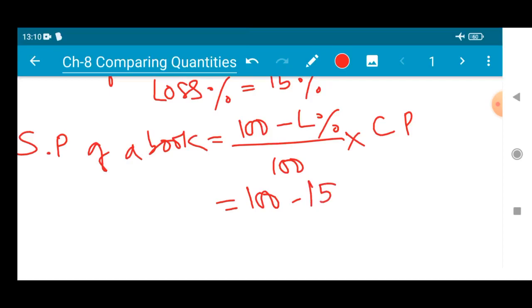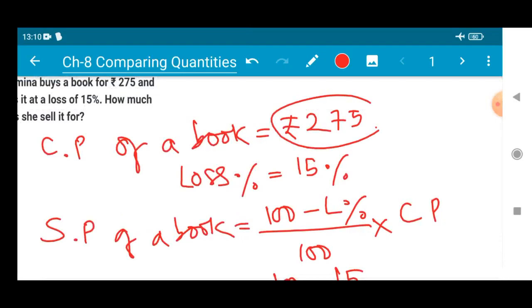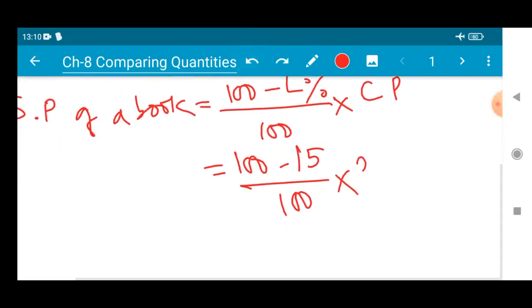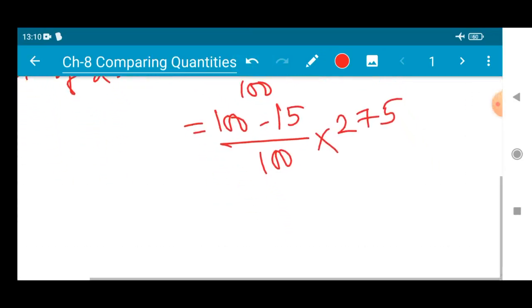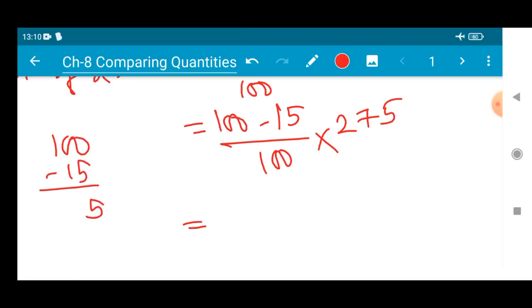Okay. Now 100 minus what is the loss percent given? 15. Put the value there. Divided by 100. And what is the CP here? That is cost price 275. Okay. Now you start solving. 100 minus 15, 5 there. Now 9 minus 1 is 8, so it is 85, divided by 100 into 275.